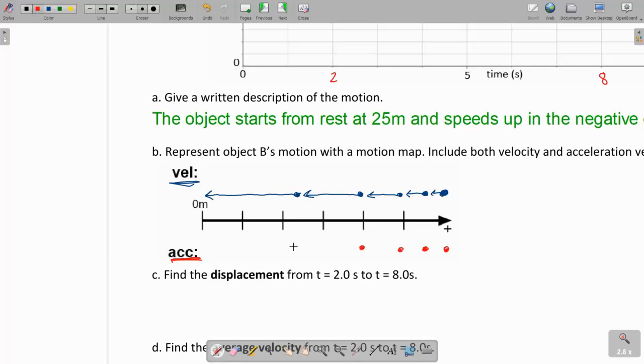And then since the object is speeding up, we need our acceleration to be in the same direction of the movement, same direction of the velocity. So we will show that all of the acceleration vectors are pointed to the left, going with the motion of the object, and that those arrows should be the same length. Everything that we do in this unit is constant acceleration, so it's not changing.